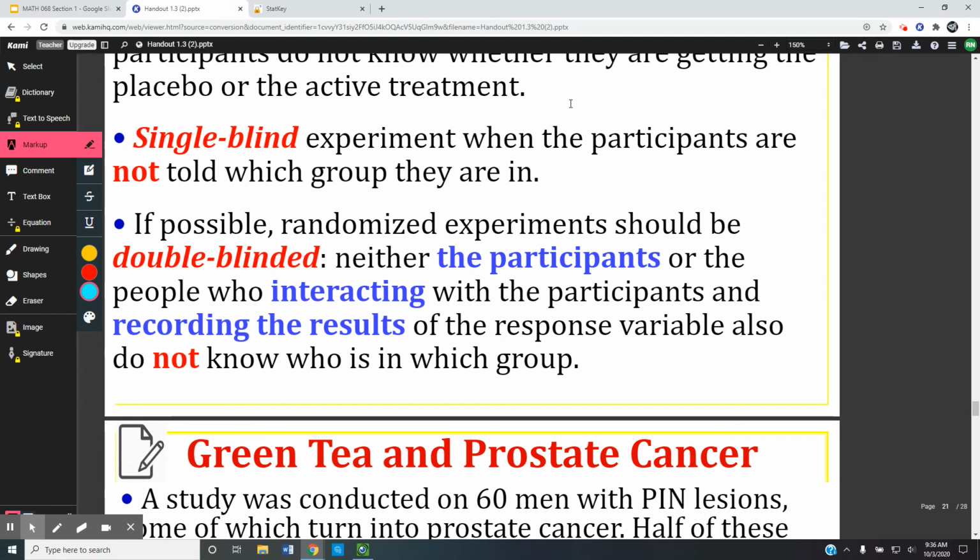Sometimes facial expressions, the way you look at somebody, is going to give away possibly what group they're in. Are you getting this medication? Are you not? Some people just can't control their facial expressions.